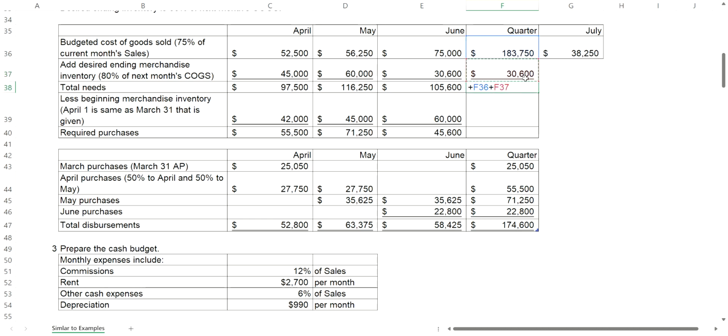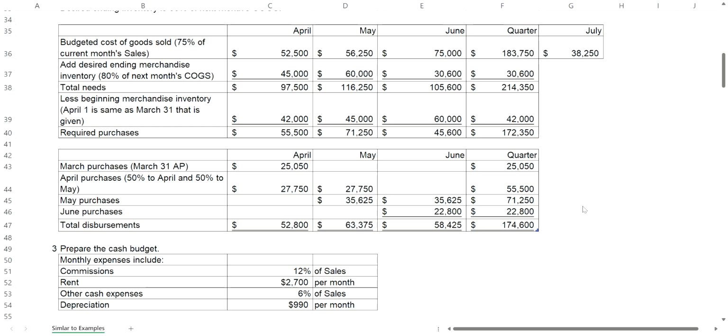Then I go ahead and add so far the last two numbers, $214,350. Okay, here it says the beginning of the quarter. Again, don't add the row. The beginning of the quarter would be April 1st, which is $42,000. So I'll bring over the $42,000, and then I will subtract the last two numbers. Okay, giving me $172,350.